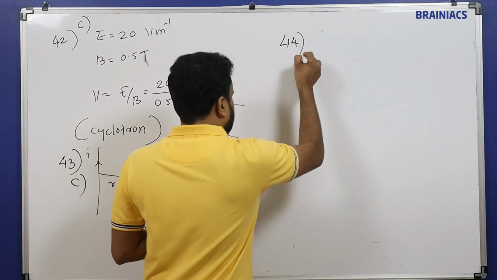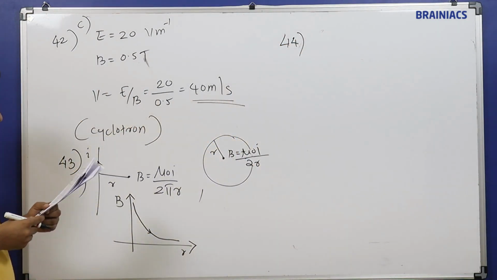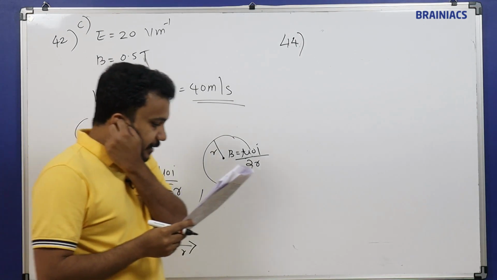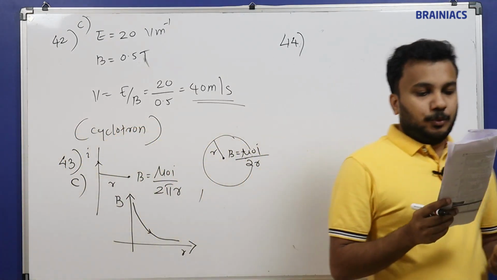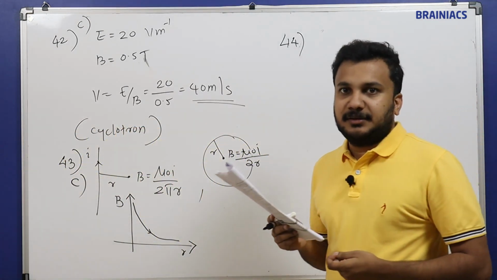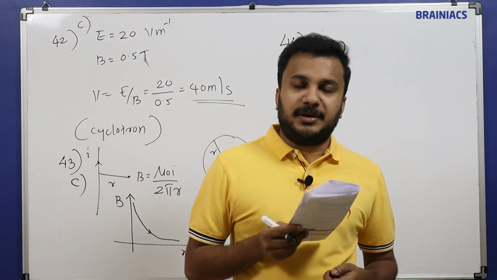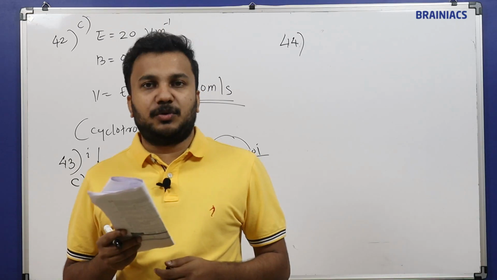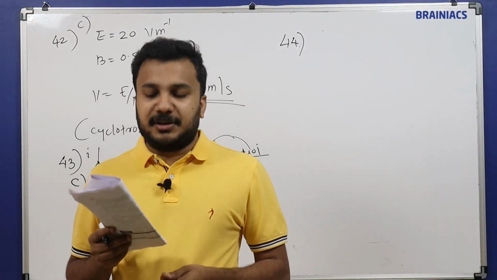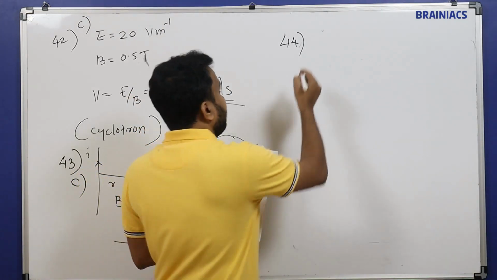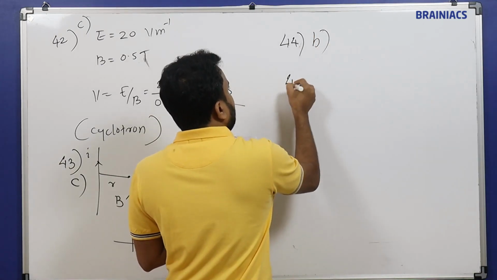44. AC voltage across a resistance can be measured using a moving coil galvanometer. Even if it is AC voltage, it can be measured using a moving coil galvanometer. A moving coil galvanometer can be converted into a voltmeter and we can measure the voltage. So 44, the answer is B.